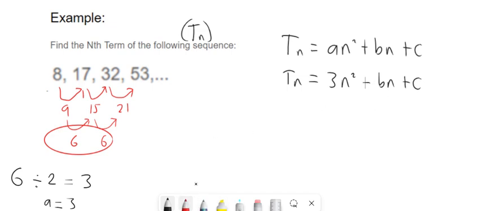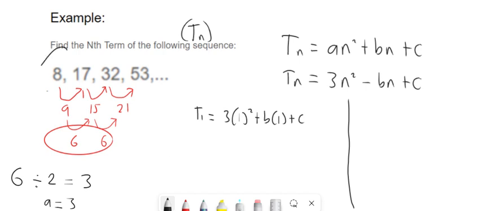The next thing I'm going to do is take t1. t1 stands for term 1, so the first term in the sequence. If I put a 1 in instead of the n everywhere, I'd have 3 times 1 squared plus b times 1 plus c. And I know from looking at the sequence that the 8 is the first term, so all of that has to be equal to 8.